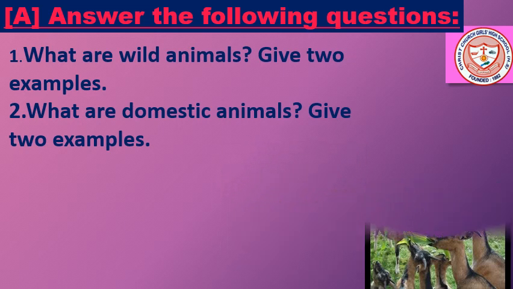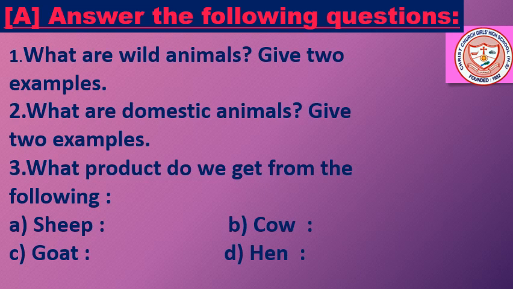Question number 3. What product do we get from the following? A. Sheep. Now girls, can you tell me what do we get from a sheep? Right you are. Sheep gives us wool.